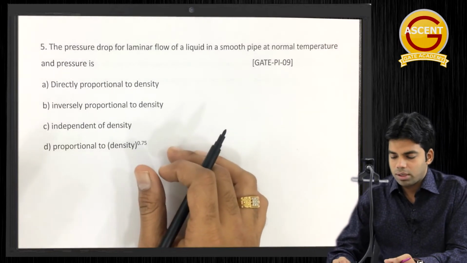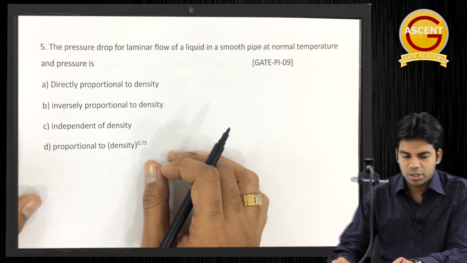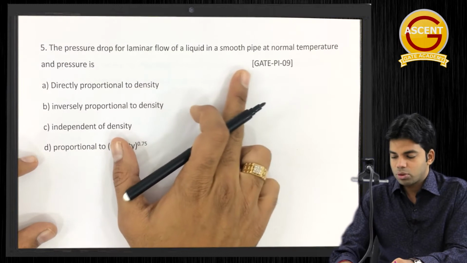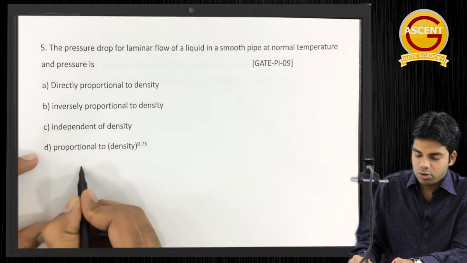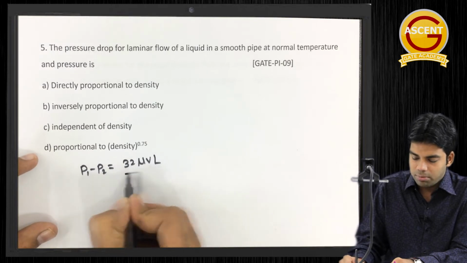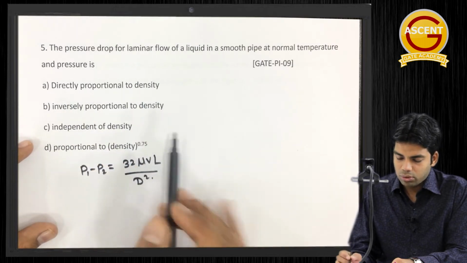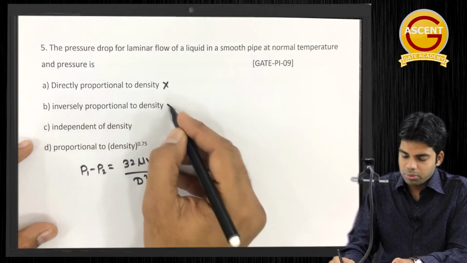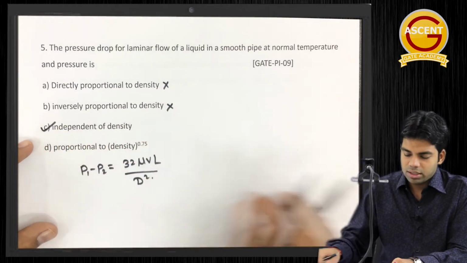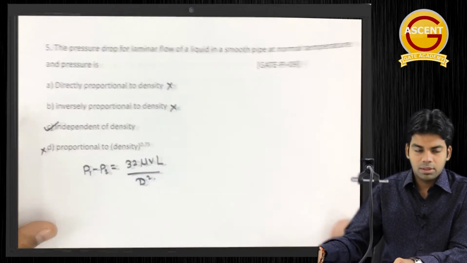The pressure drop for laminar flow of a liquid in a smooth pipe at normal temperature and pressure is. So the pressure drop formula we know, P1 minus P2 is equal to 32 mu VL by d square. Just check it. Is this directly proportional to density? No. Inversely proportional to density? No. Independent of density? Yes, this is independent of density. And the last is proportional to density to the power 0.575. Answer should be C. Clear or not?